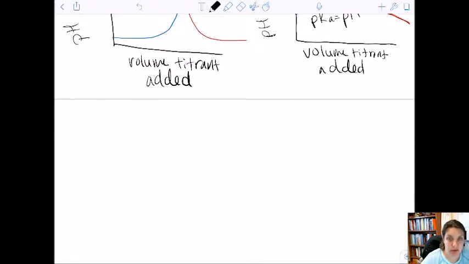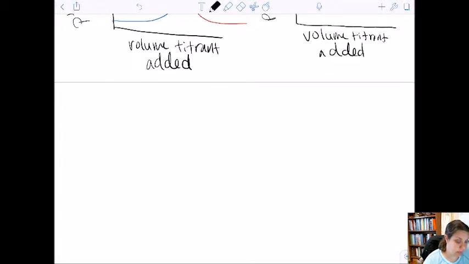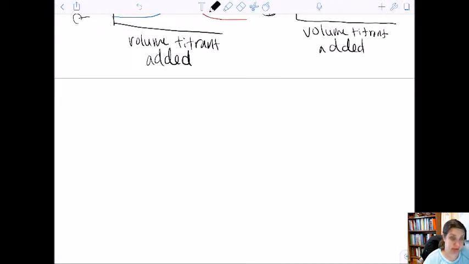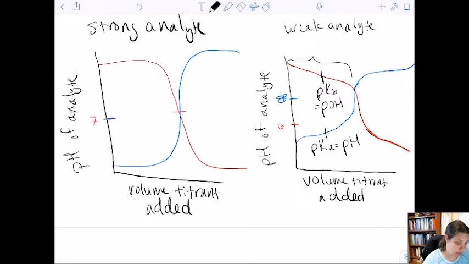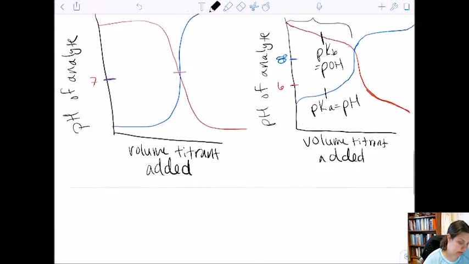So again, we'll look at some examples of all of these, how to do these calculations. We want, at the end of this, to be able to calculate pHs all the way throughout our titration, whether we have a strong analyte or a weak analyte.